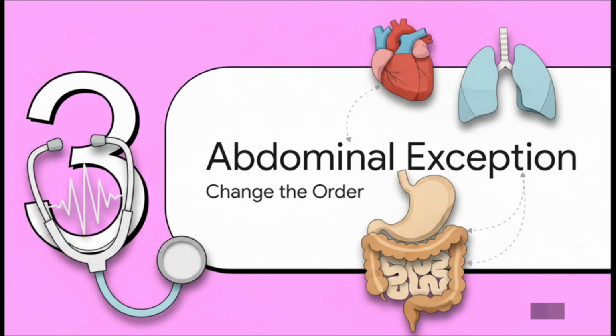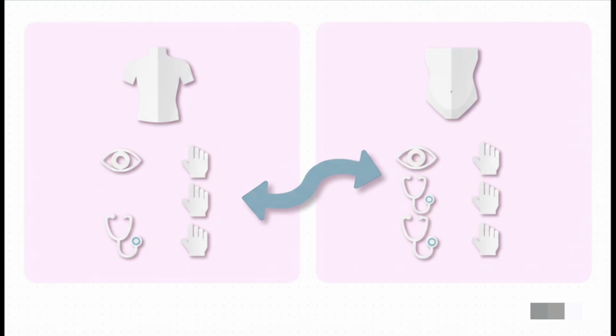Okay, now for Section 3. We've just learned the standard IPPA order, right? Inspection, palpation, percussion, auscultation. But there is one critical, must-know exception to that rule, and that is the abdomen. Here, we change the order for a very important reason. As you can see right here, the order for an abdominal assessment is inspection, then auscultation, then percussion, and palpation.